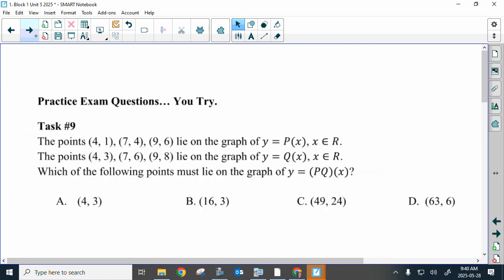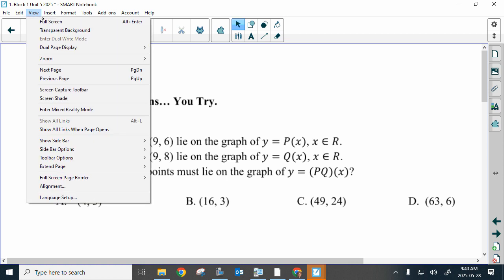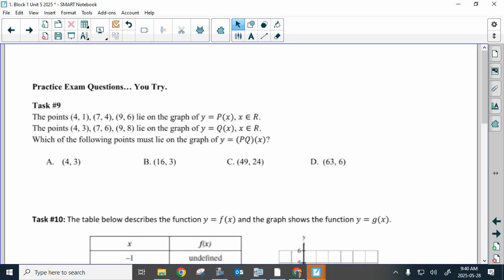Okay. Guys, try this one. Remember, when you're adding, subtracting, multiplying, dividing, the x values have to maintain themselves. This is a multiple choice question where these points are on p of x. The next list of points are on q of x, and you're supposed to find which point lies on p times q of x.